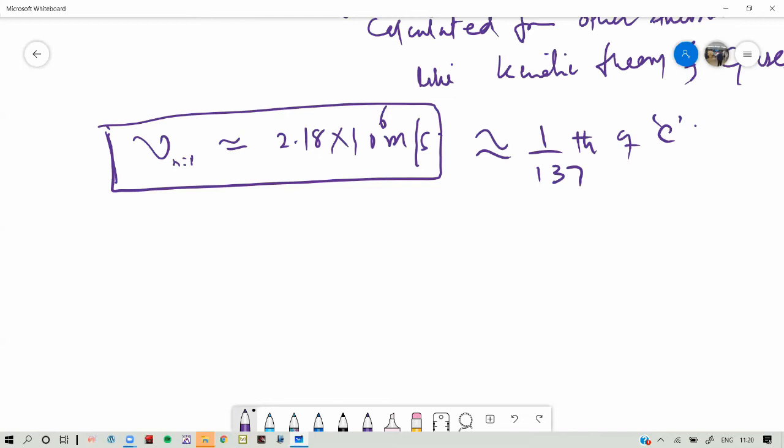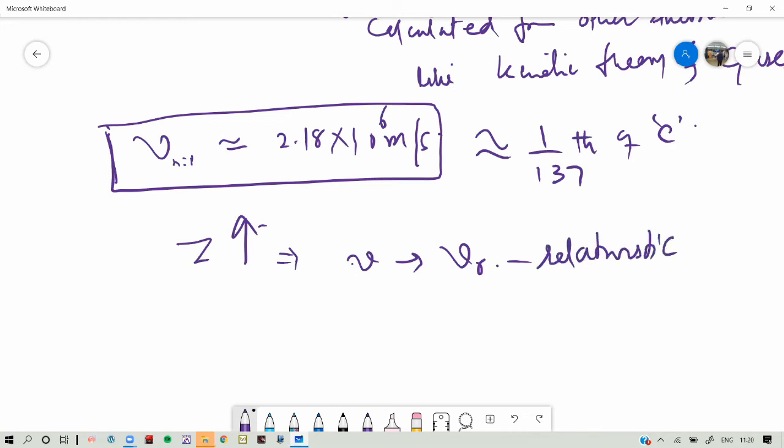But this is the case when Z equal to 1, n equal to 1. For large values of Z, when you increase Z, the electron velocity becomes relativistic. For large values of Z, as we increase Z, it becomes relativistic.